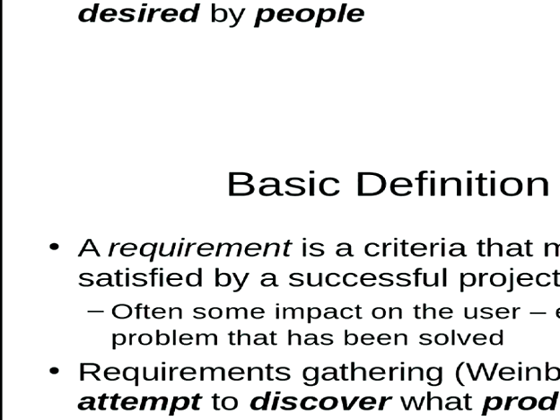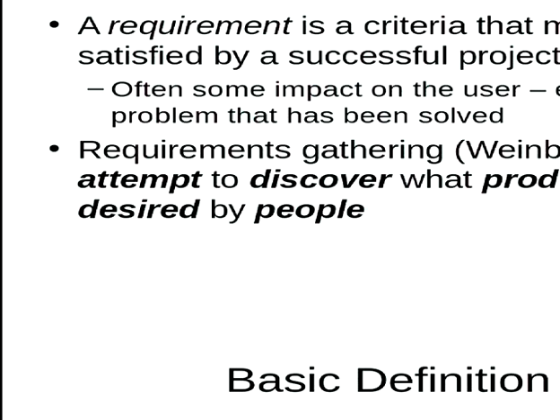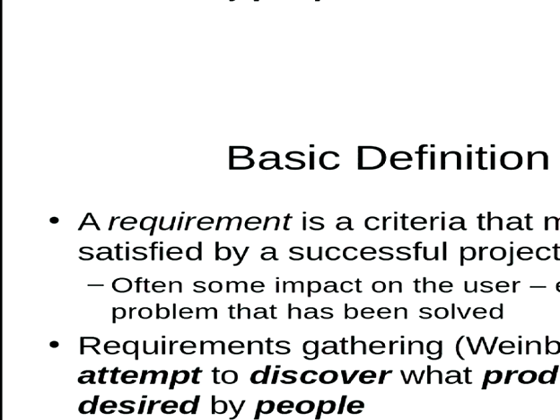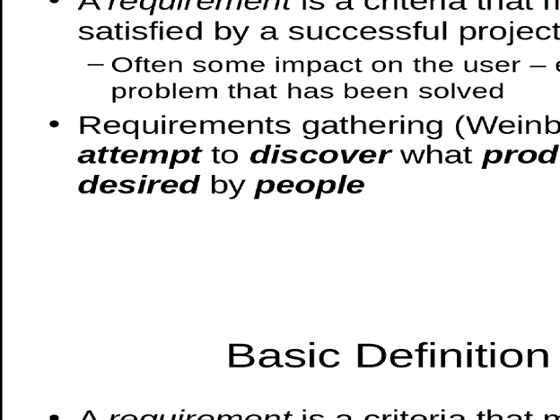Okay, and often this is some very specific thing that has an impact on the user, some problem that's been solved. And this process we call requirements gathering or requirements elicitation is an attempt to discover what product is desired by people. Now, it sounds very basic and straightforward. You notice certain things are highlighted here. It's an attempt. It's not always successful. It often takes quite a bit of work, trying to discover this thing. It's not obvious, typically. What product, which has to do with the deliverable, is desired? What are they seeking? By people.